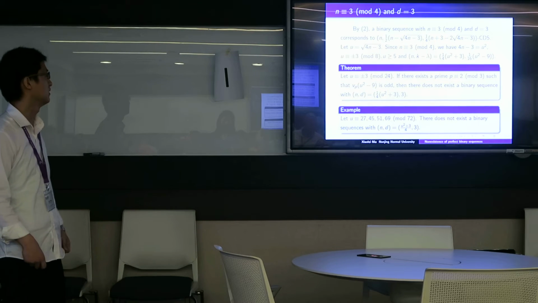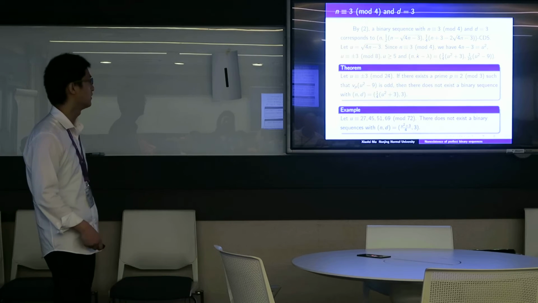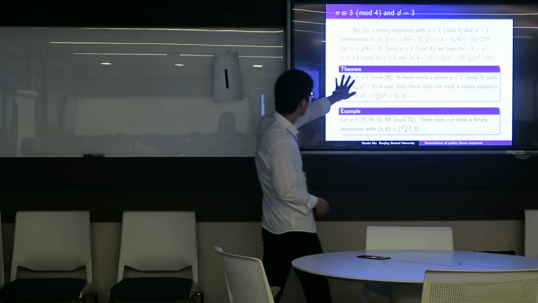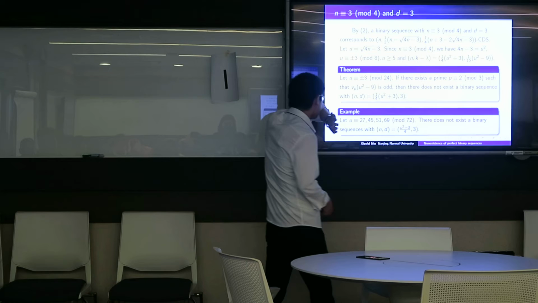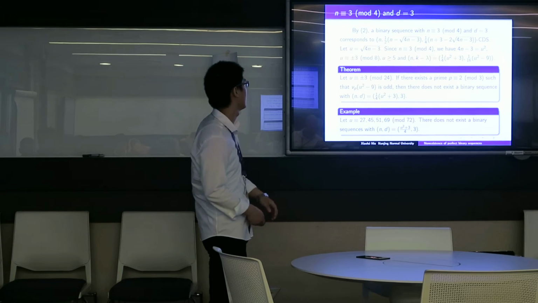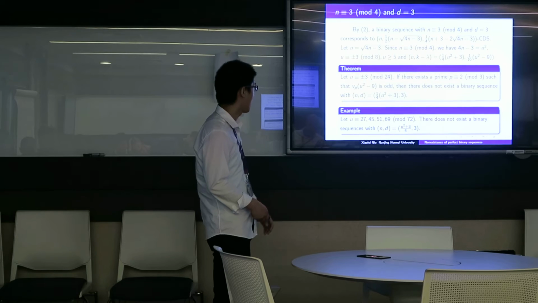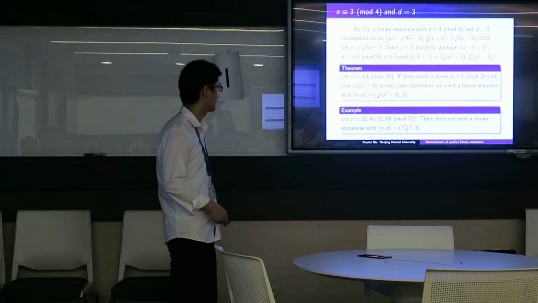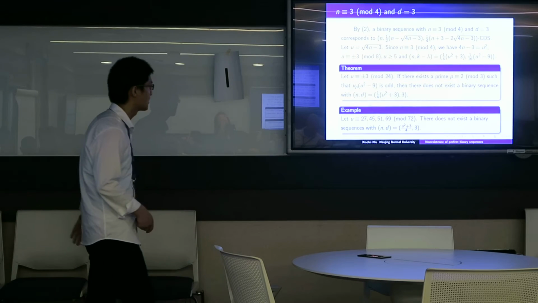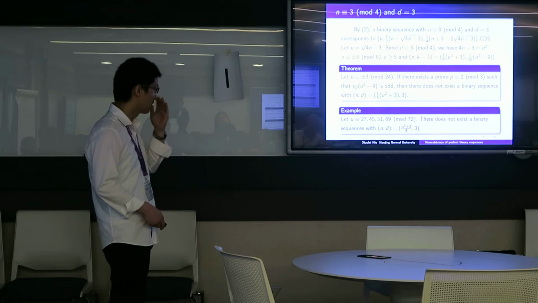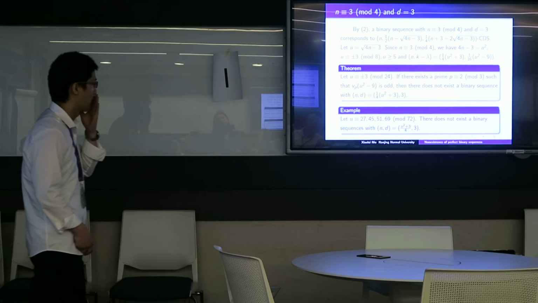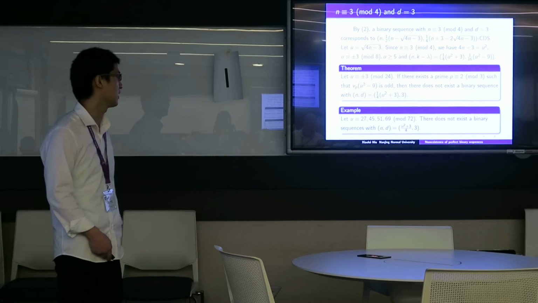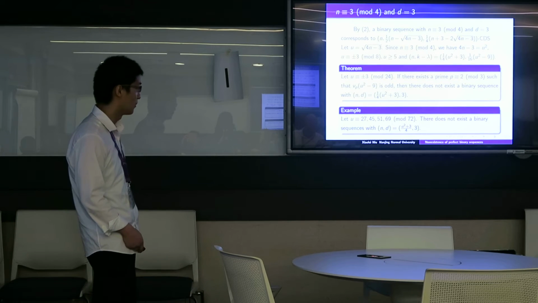For the three cases, similar to case 1, we consider (n, k, lambda) CDS. So we have our conclusion. For example, u congruent to 27, 45, 51, and 69 mod 72. There does not exist a binary sequence.